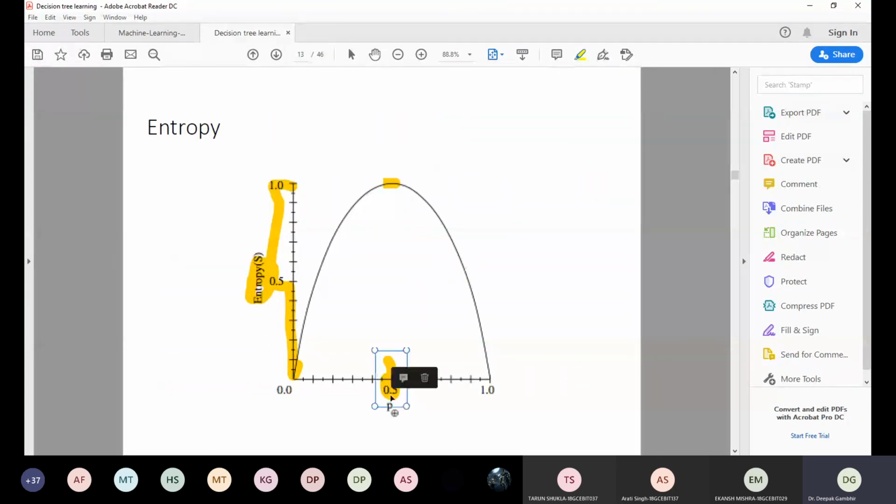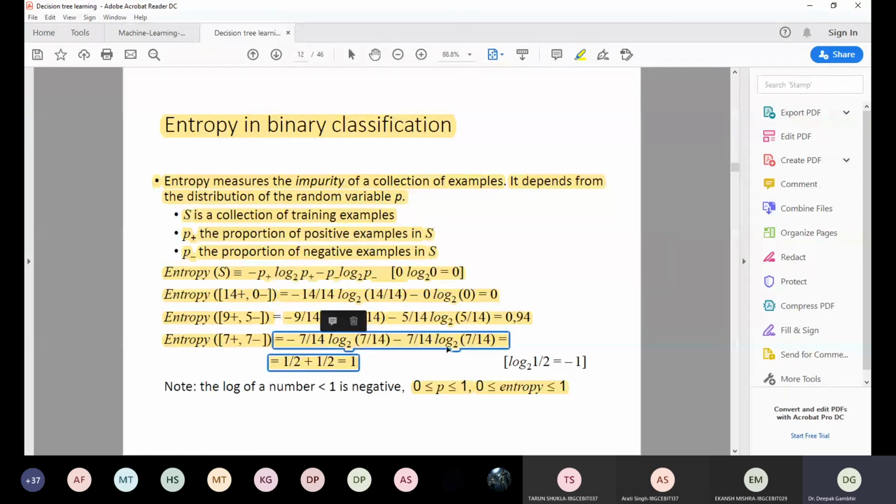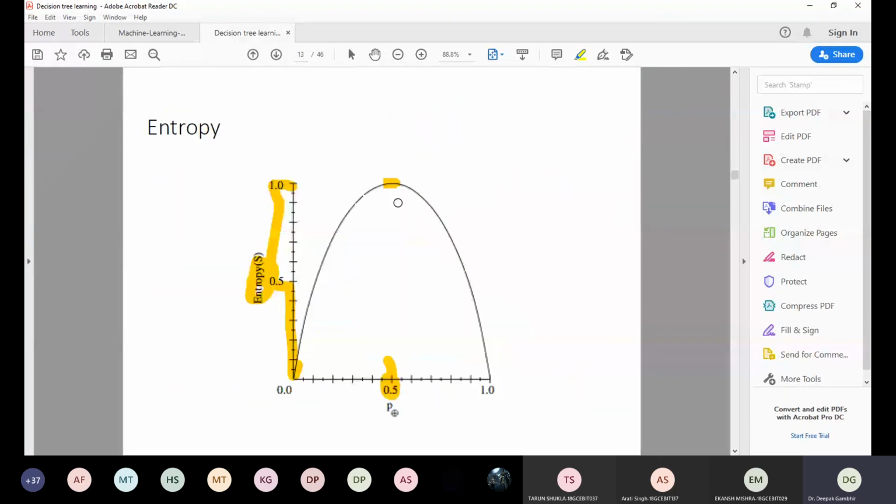So the probability would come out to be 0.5, that is 7 by 14, 7 by 14. In that case, the entropy is 1. That is the maximum. So this is the entropy curve for each of the inputs. In the next class, we will continue with entropy and the information gain to decide the decision tree. If you have any doubt or anything, you can ask.